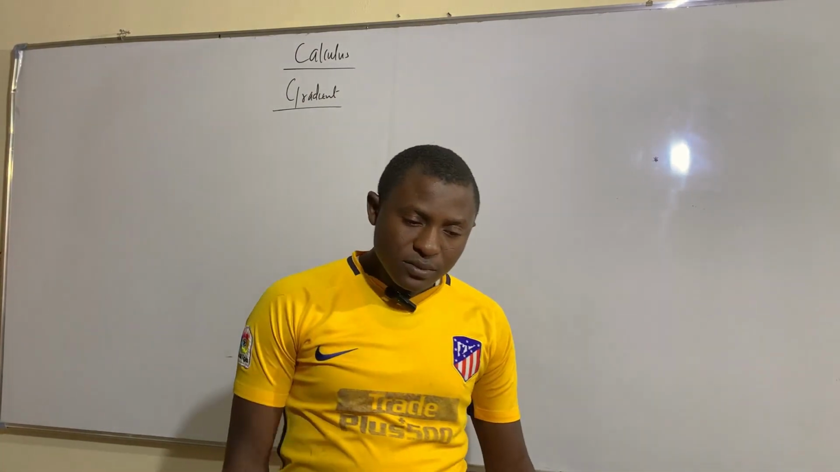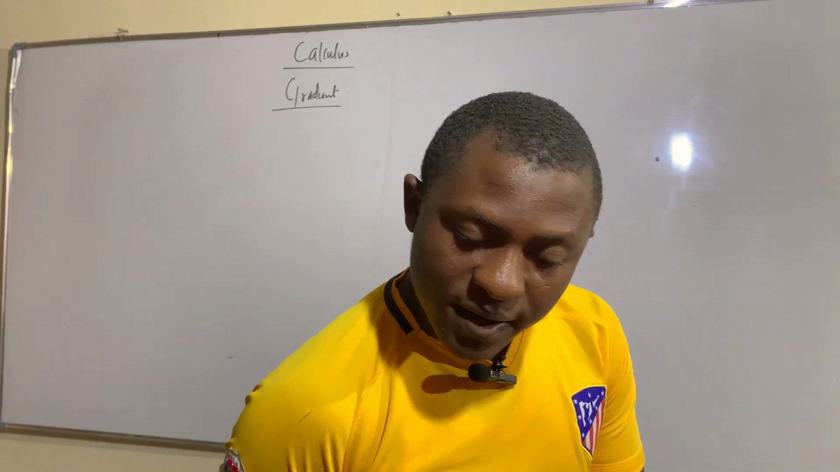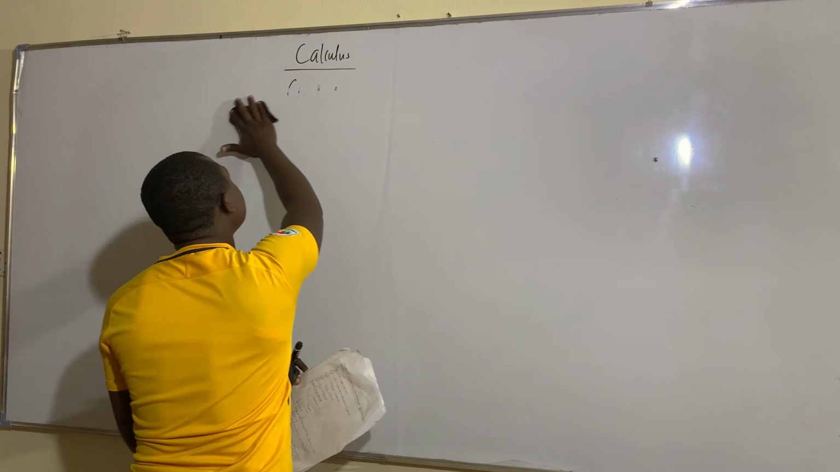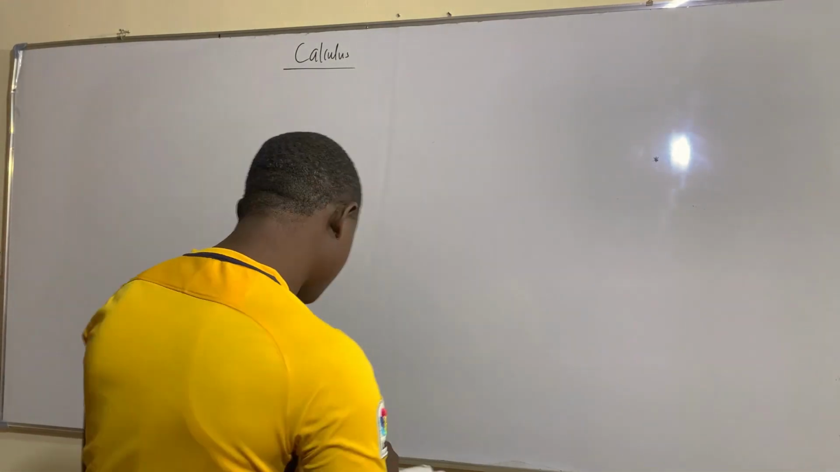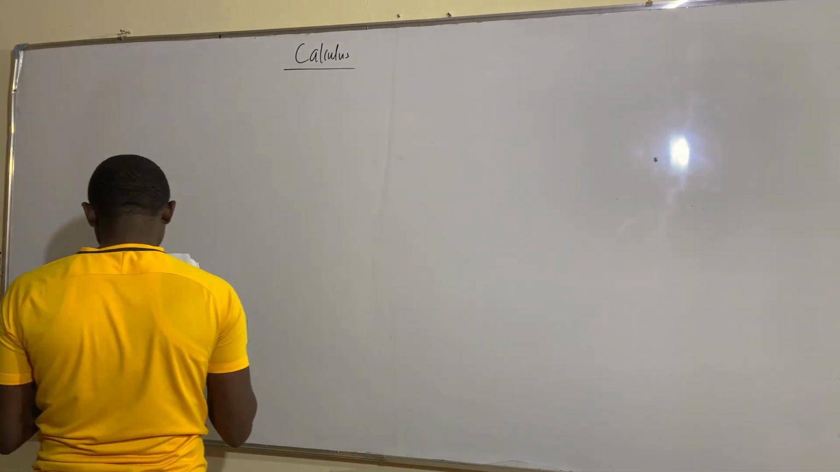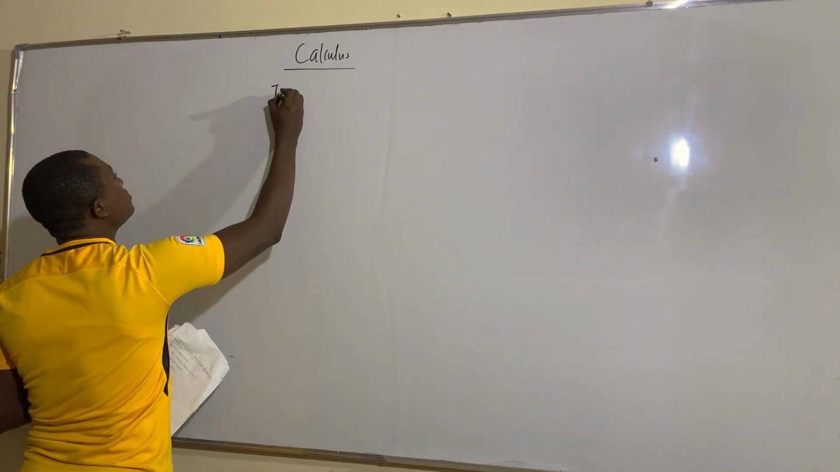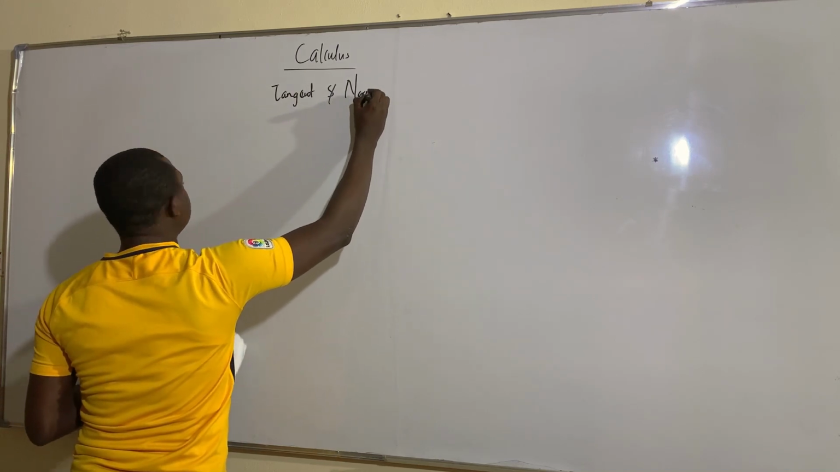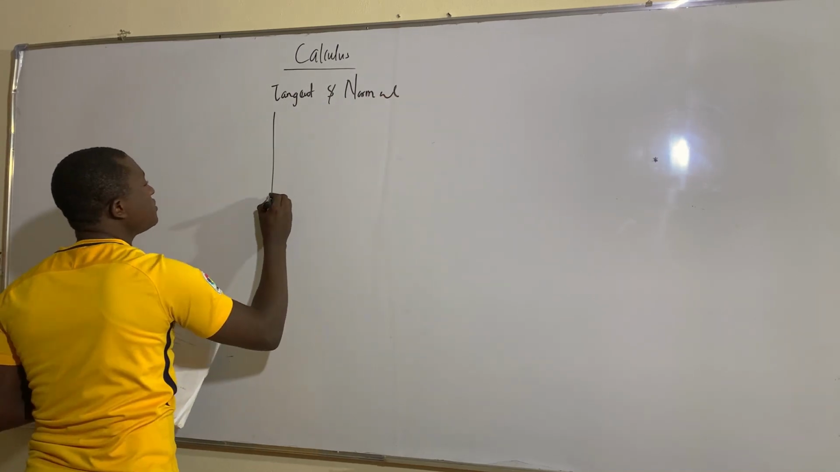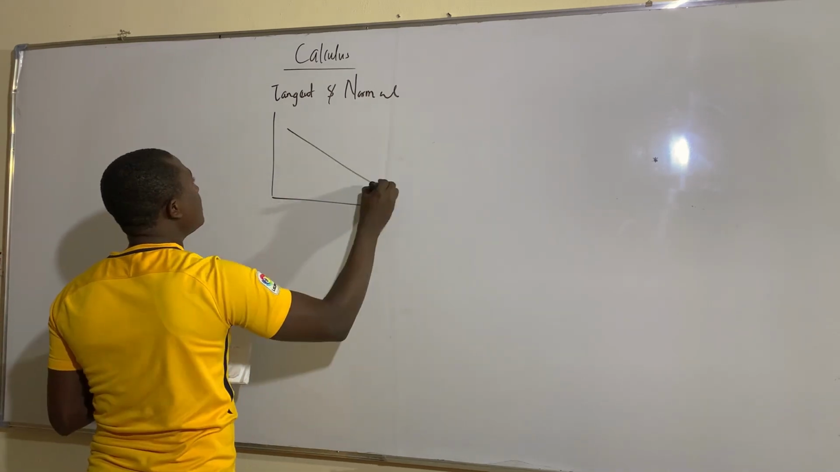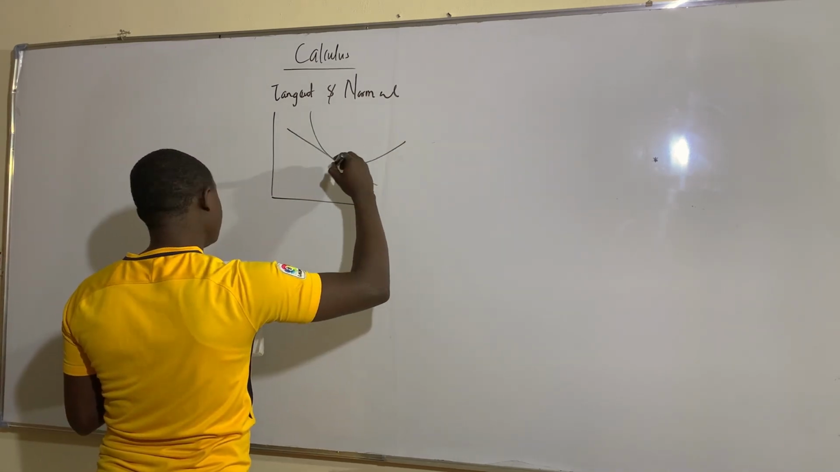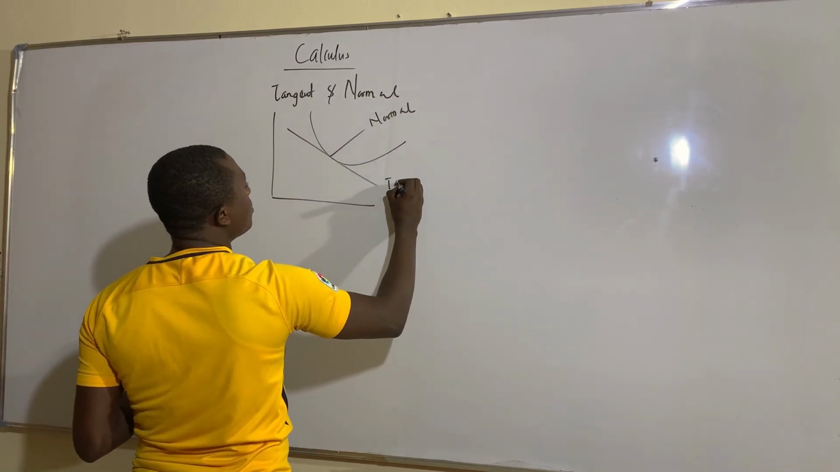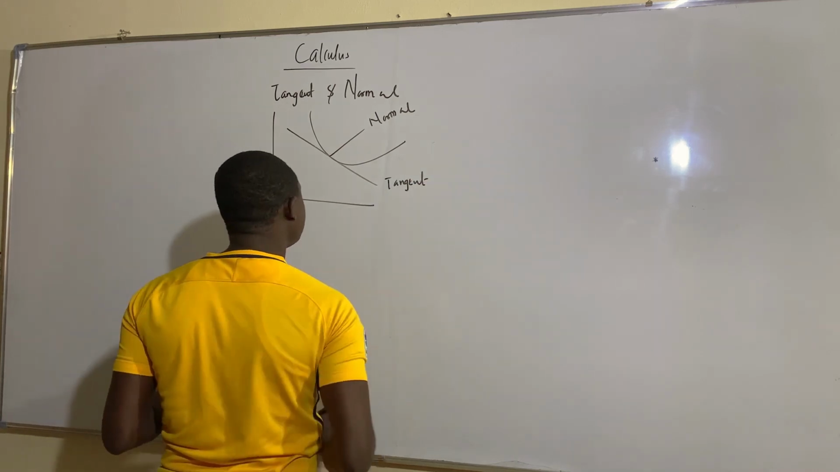So now we are going to use this approach in finding tangent and normal. Tangent and normal. So let me just give a simple illustration of that. We have a point like this. So this line is normal, and this is called tangent, but you don't need to worry about this.